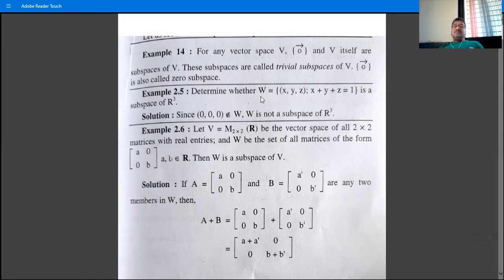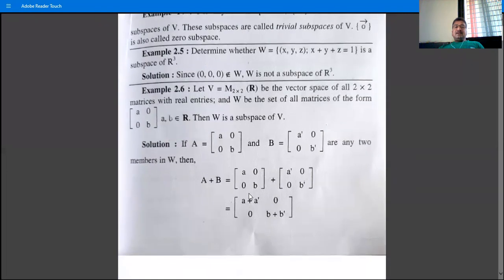Either show the first condition fails, that is u plus v does not belong to W for some u and v belonging to W, or the second condition, k times u does not belong to W for some k and for some u belonging to W, or the third method is what? (0, 0, 0) does not belong to W, and therefore W is not a subspace of R3.